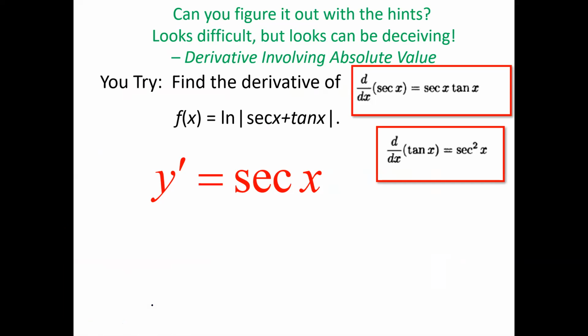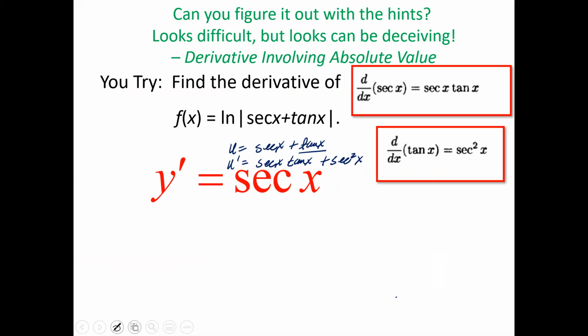Okay, so let's take a look at this then. So with this one, your u is going to be secant x plus tangent x. Your u prime, the derivative of secant, is going to be secant x tangent x plus the derivative of tangent, which is going to be secant squared x.